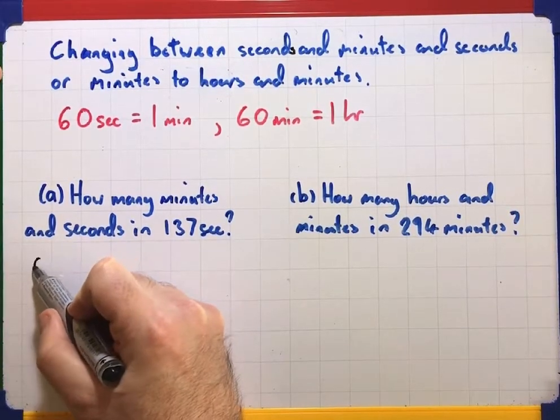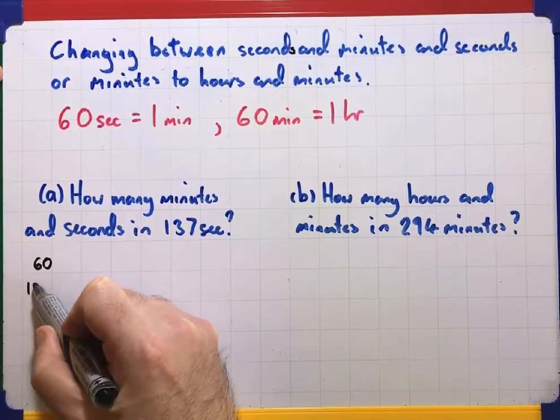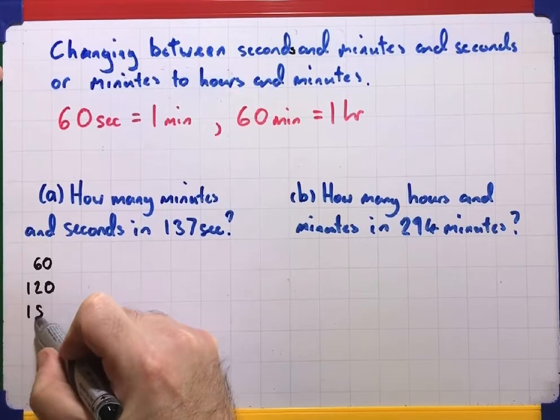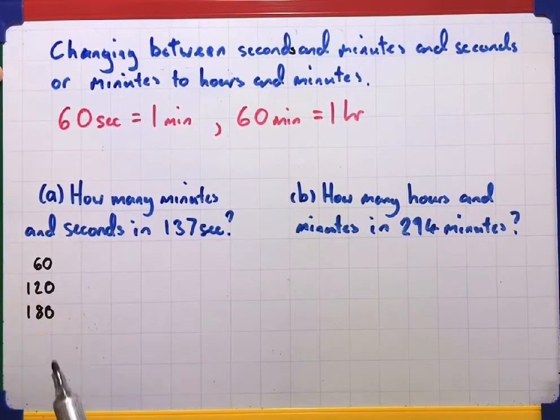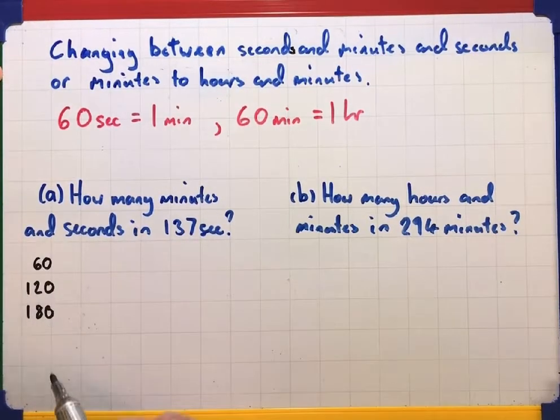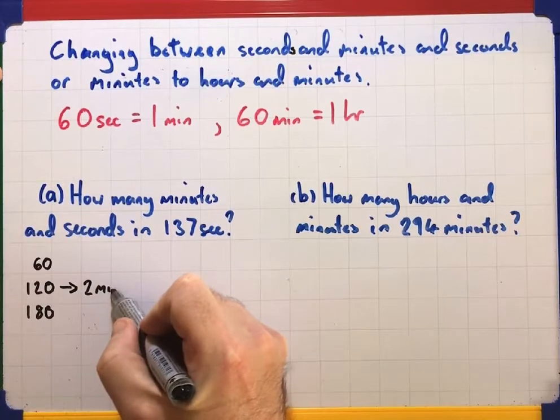First of all, 1 minute is 60. So 2 minutes would be 60 more, which is 120. 3 minutes would be 60 more, which is 180. We can see this is less than 180, but more than 120. So we are going to have 2 minutes here.